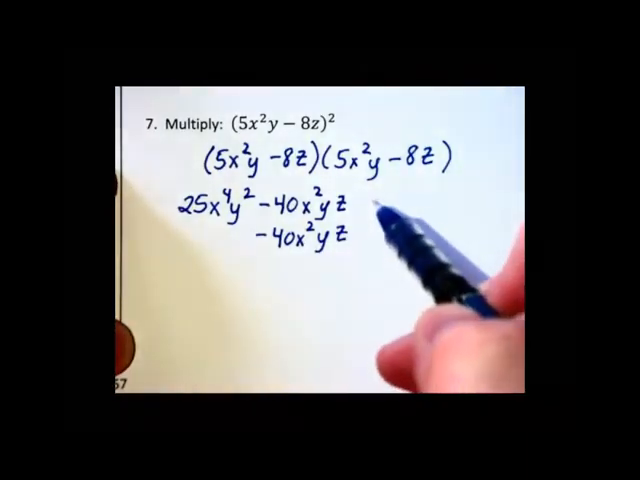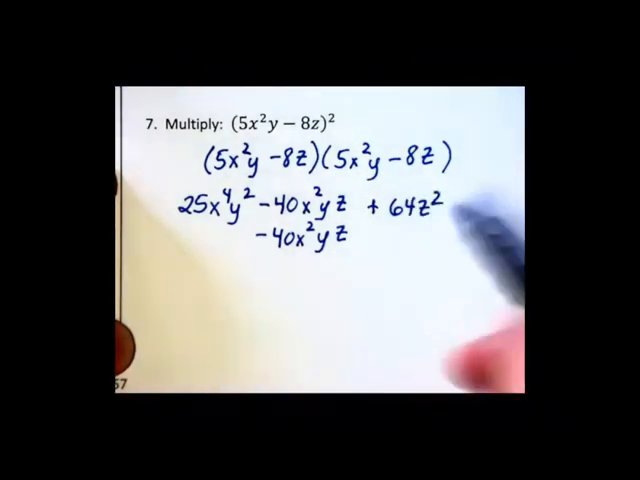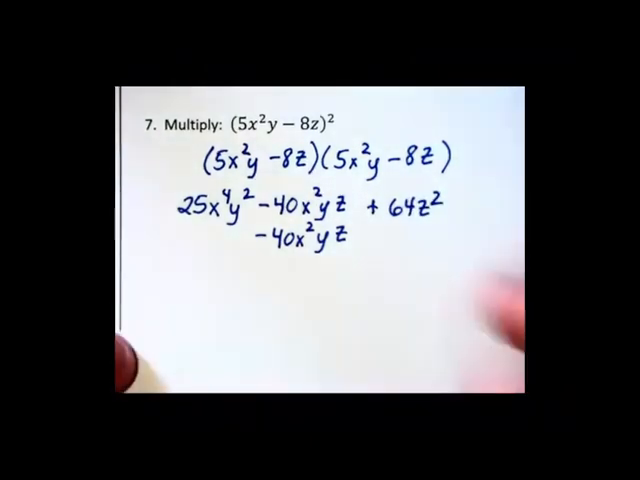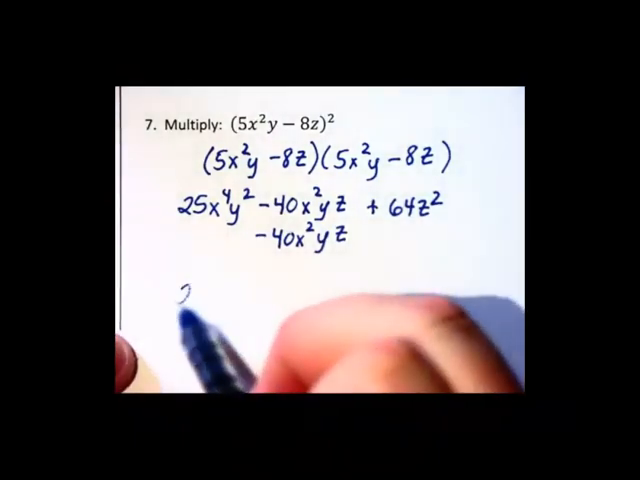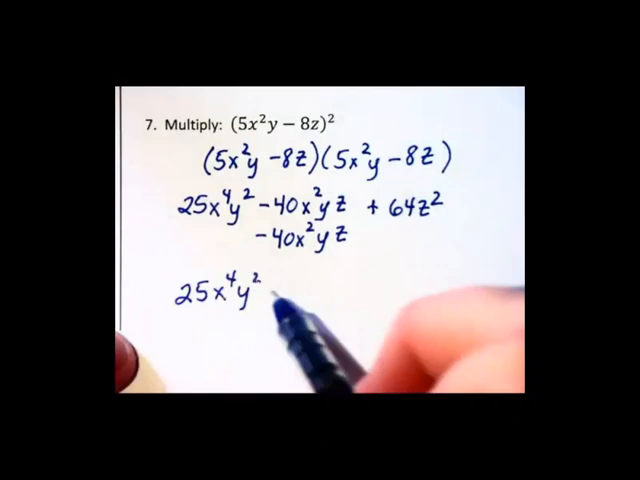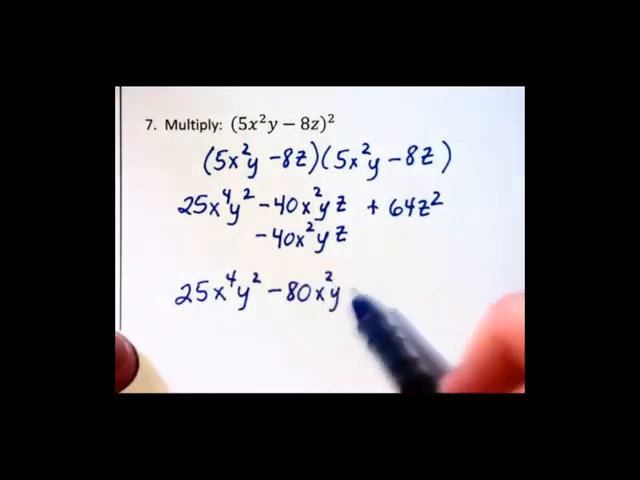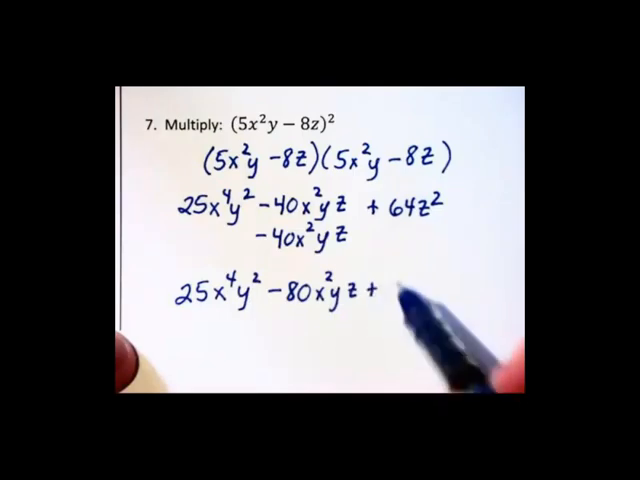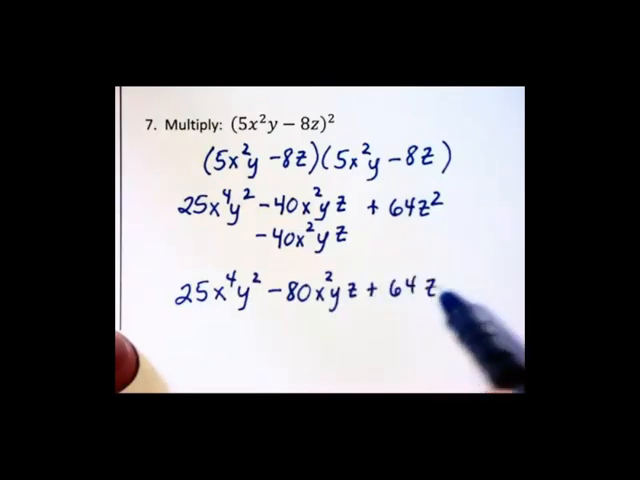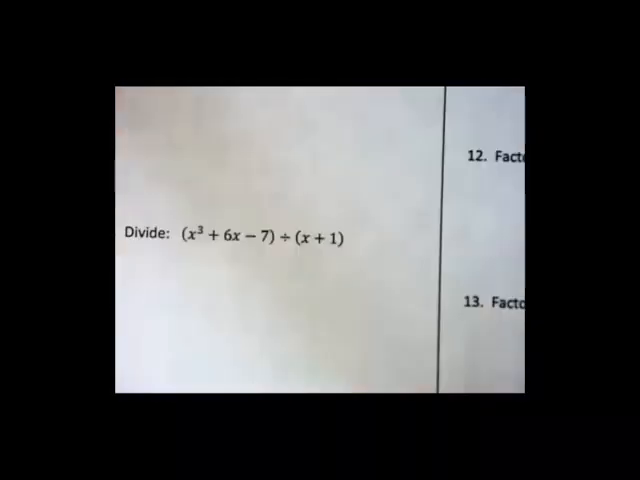Then we're going to have the plus 64z squared at the right. Combining those middle two terms gives us 25x to the fourth y squared minus 80x squared yz plus 64z squared. Okay, let's continue on to the next page of our notes.